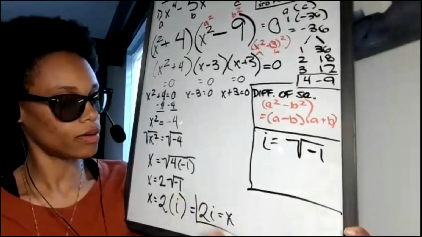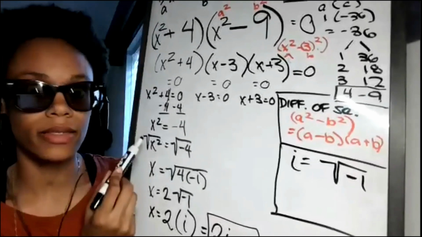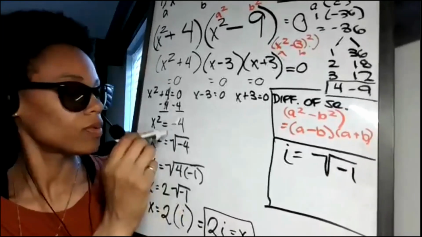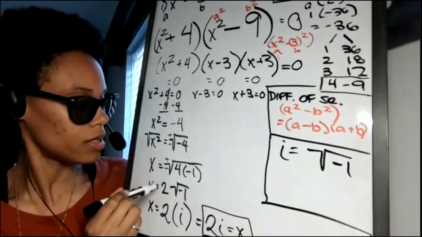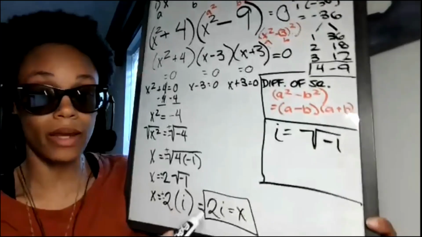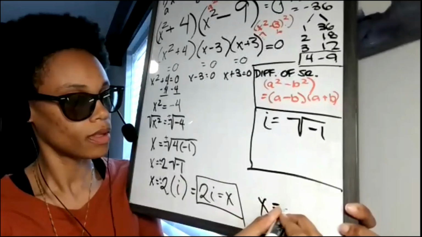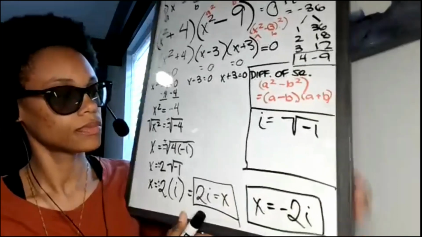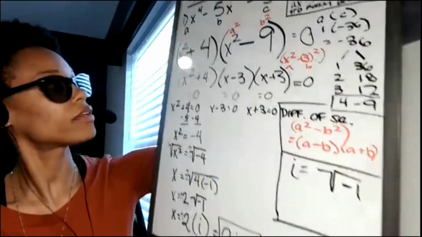But let me rewind. Hold on, I skipped one thing. Back here, when we first decided to take the square root to get x all by itself, when we take the square root, we're going to have a positive answer and a negative answer. So this is all plus or minus. So x is plus or minus 2i. So we have x equals positive 2i, x equals negative 2i. And that's our third root.